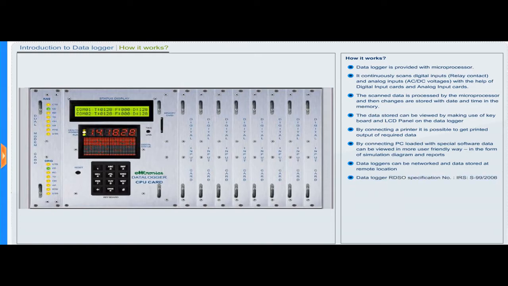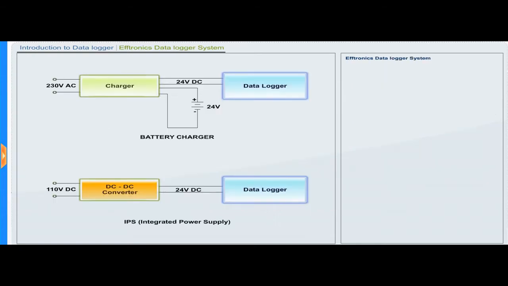Data logger RDSO specification number IRS S99/2006. Eftronics Data Logger System. Features of the 99/2006 model system. It works on 24 volt DC power supply.